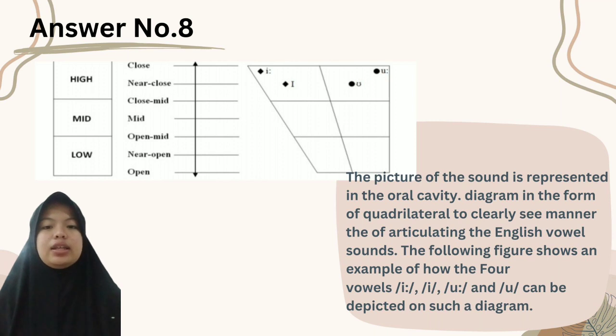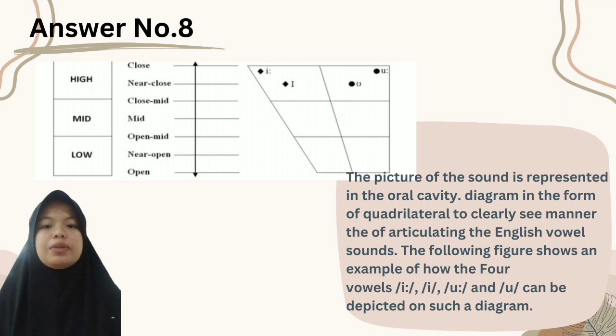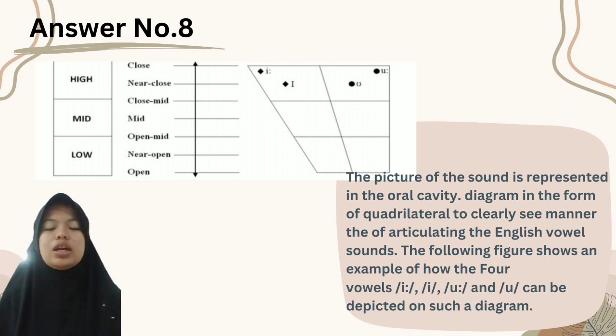Number 8. The picture of the sound is represented in the oral cavity diagram in the form of a quadrilateral to clearly see the manner of articulating the English vowel sound. The following figure shows an example of how the four vowels can be depicted on such a diagram.